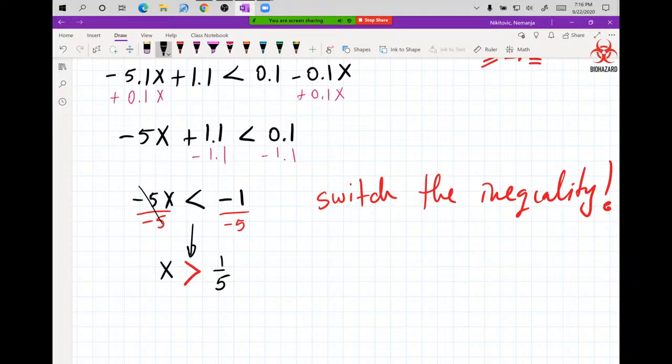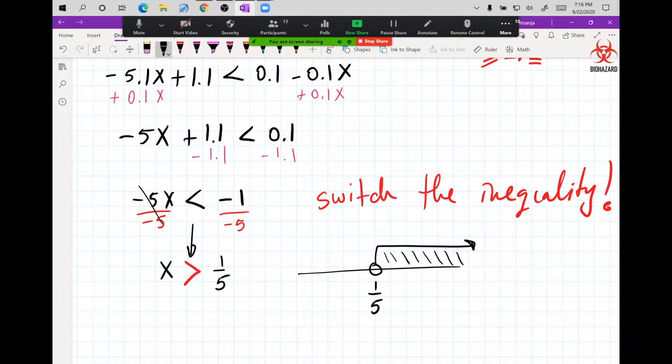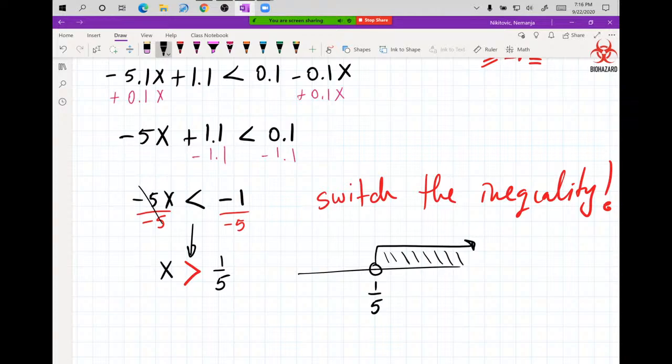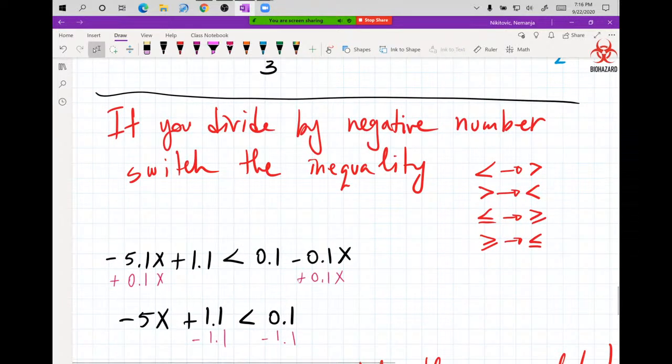So make sure you do that, and then you draw your number line, filled in dot. No, open circle. Open circle here for the 1/5, and greater numbers are to the right. So please remember the rule to switch the inequality any time when you divide by a negative number. So you have it here, right? I'm going to put it on a cloud.